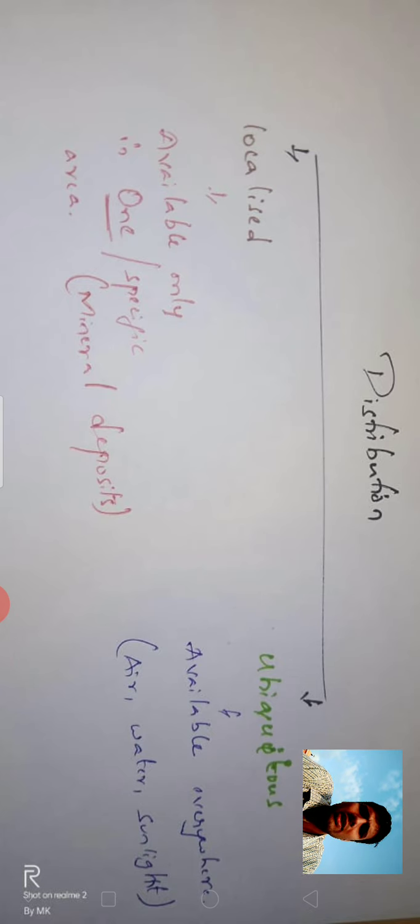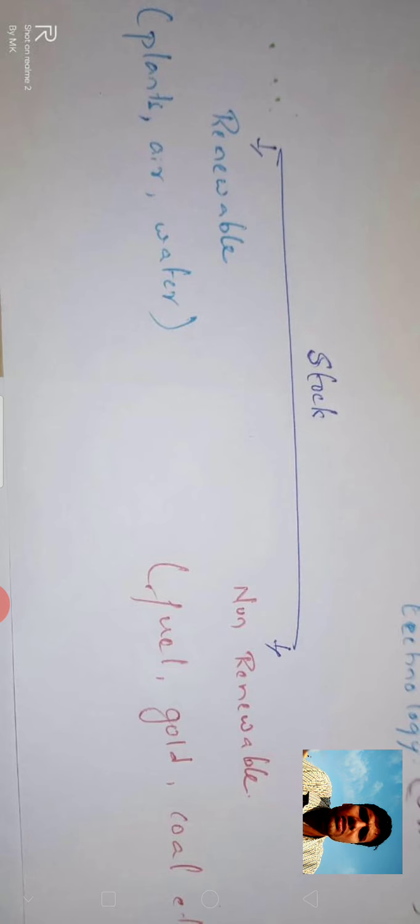And localized, it's a local thing. It's available only in one place or a specific place. For example, mineral deposits. If you take a gold deposit, it is not found everywhere. Sand is found everywhere. But a gold mine or a coal mine is available only in certain areas, so they can be called localized.